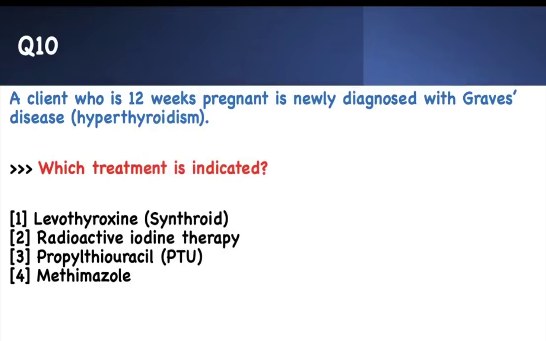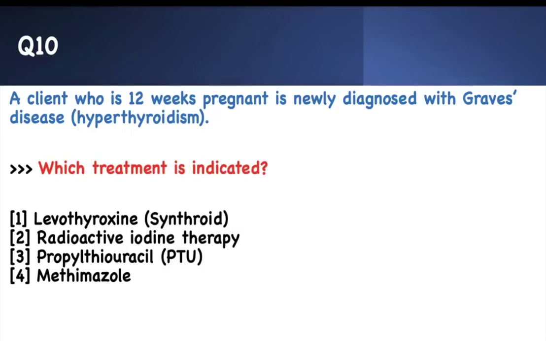And the last question. A client who is 12 weeks pregnant is newly diagnosed with Graves' disease, hyperthyroidism. Which treatment is indicated? This is pharmacology. I want you to know endocrine pharmacology in addition to maternal pharmacology in the patient who is pregnant and is diagnosed with what? Graves' disease.